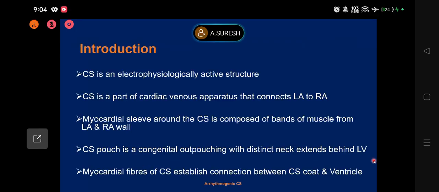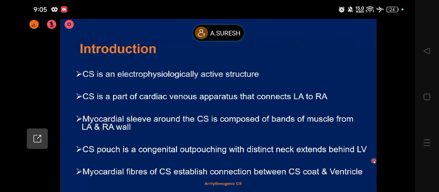So for an electrophysiologist, coronary sinus is a very important structure as it is electrophysiologically active. And most of the time, if we are not able to cannulate the coronary sinus, we cannot go ahead. So it's as important as the procedure we do. It's a part of the cardiac venous apparatus that connects the left atrium and the right atrium.